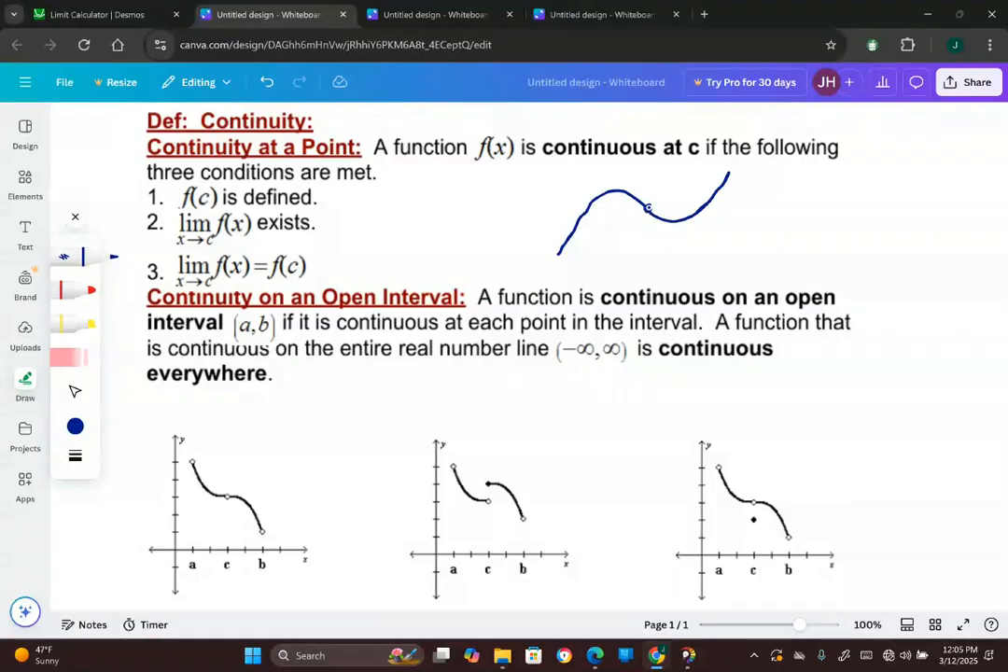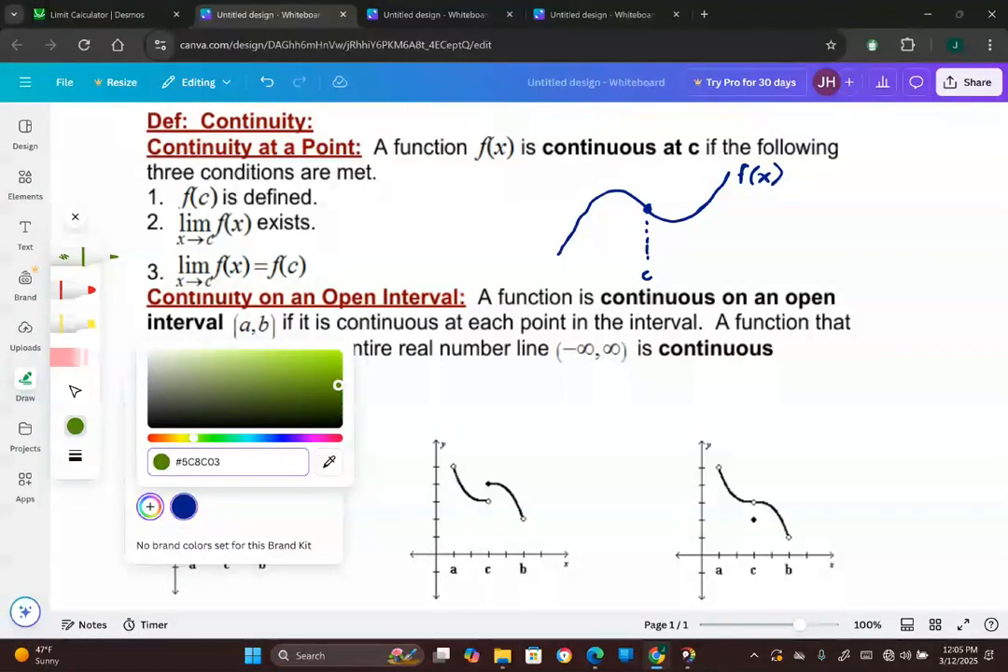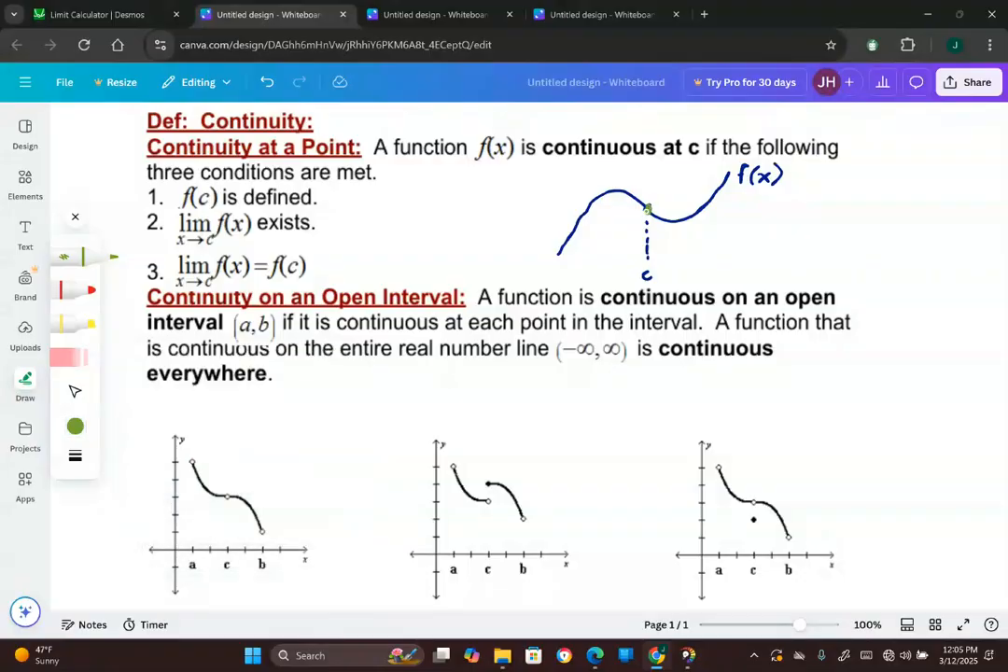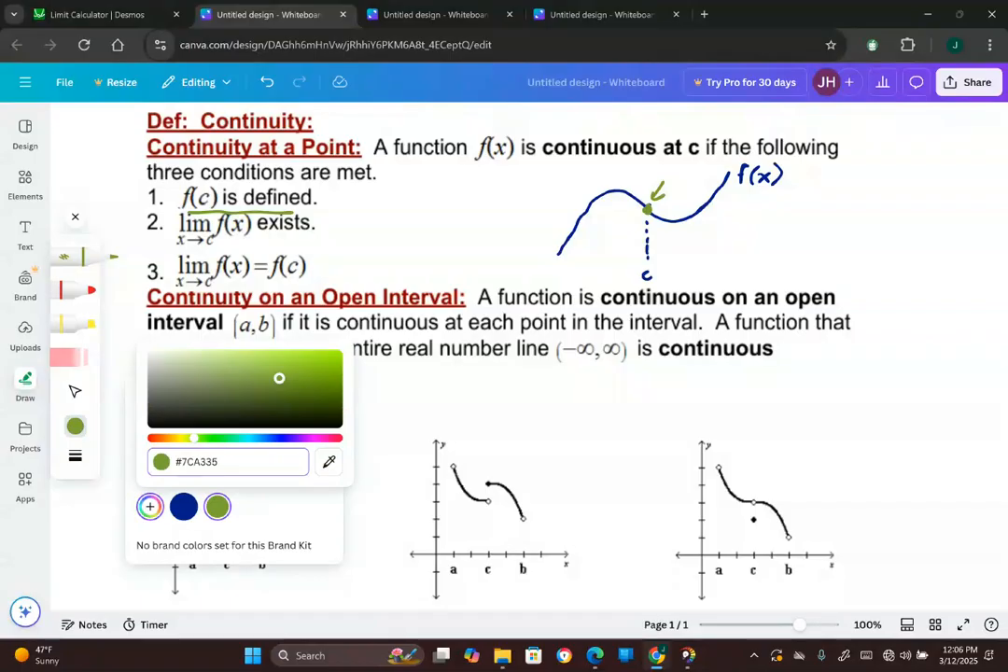Number one, if I have a point right here, and let's say this is x equals c, and this is your function f of x, there are three things that need to happen. Number one, and I think this one might be the obvious one, the point right there at c has to exist. f of c has to be defined. There has to be a point there.